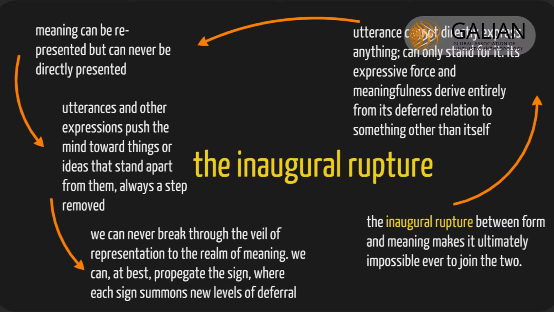It's inaugural. It's salient. It's revolutionary. It's a rupture that had to happen, a rupture that does happen. We cannot avoid an inaugural rupture between form and meaning. We cannot connect form and meaning unless it's arbitrary. There is no physical connection. This makes it ultimately impossible to ever join the two physically, says Peirce. An utterance cannot directly express anything, it can only stand for it.